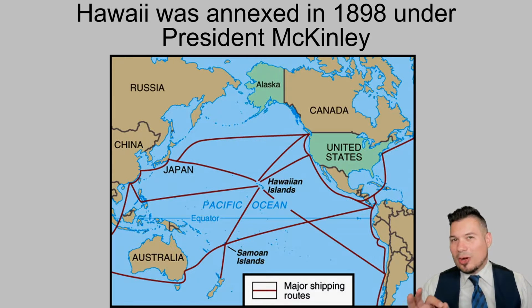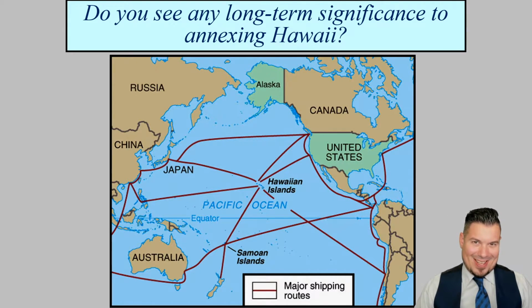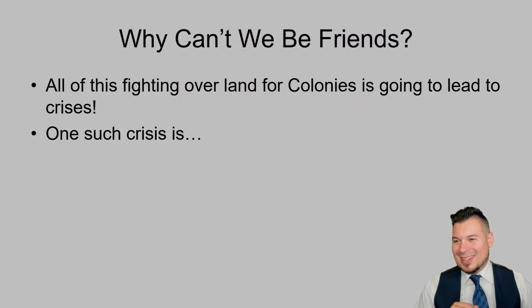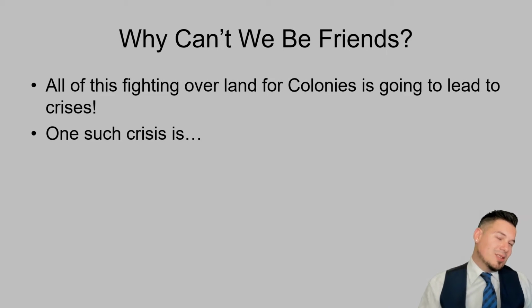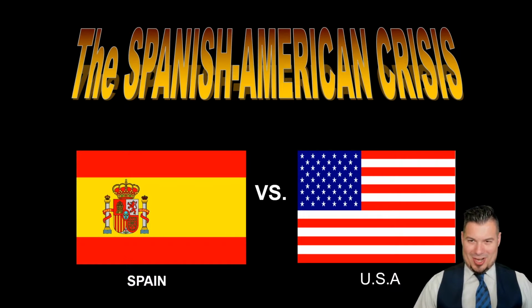Now, do you see any long-term significance of annexing Hawaii? I mean, come on. That's huge. It's right in the center of the Pacific Ocean. So why can't we just be friends, man? Again, all this fighting for land and colonies is going to lead to certain crises between these countries. One such crisis is the Spanish-American Crisis.